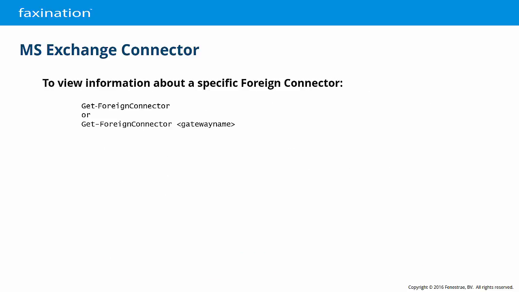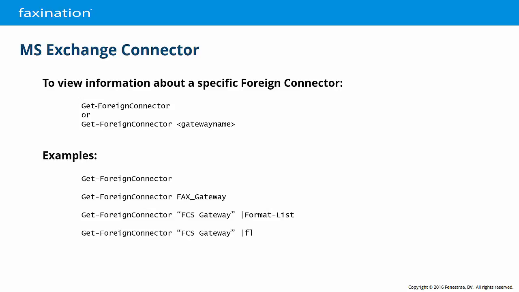To view information about a foreign connector, enter Get-ForeignConnector. This will display information about all foreign connectors. If there is more than one foreign connector defined in your Exchange environment, which is rare, you can also specify the foreign connector name. For a verbose display of information, add the pipe symbol followed by Format-List or the abbreviation FL.